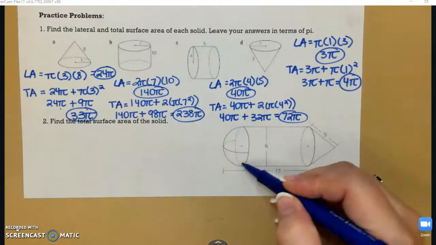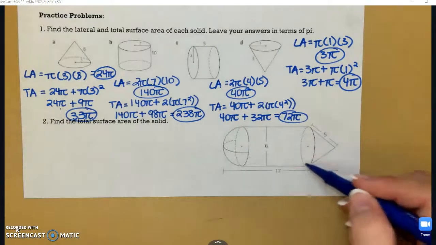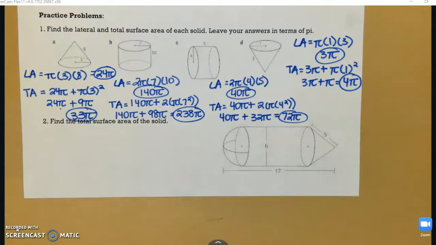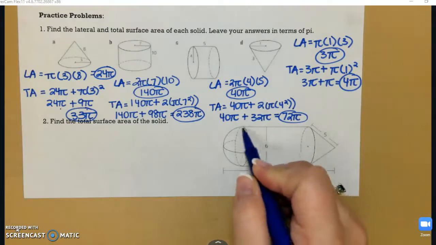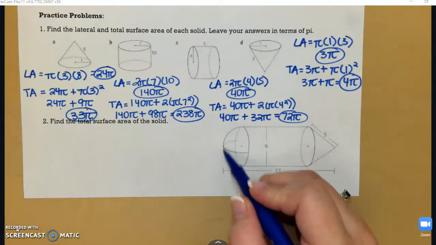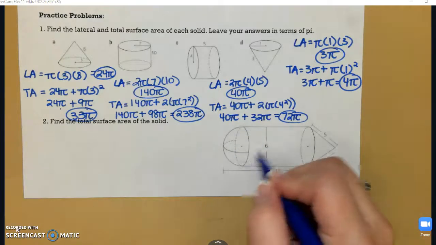So if we look over here, I have half of a sphere. In the middle, I have a cylinder. And on the right side, I have a cone. So what I really just need to do is find the surface area of what's exposed and add them all together. So let's start with the sphere first. So remember, a sphere only has a total surface area, and I have half of it. So I'm going to find half of the area of this sphere.